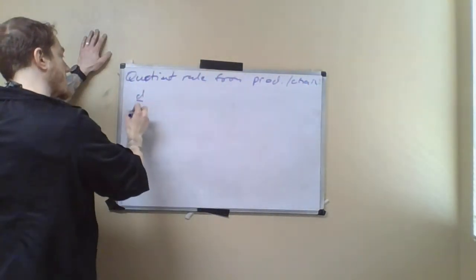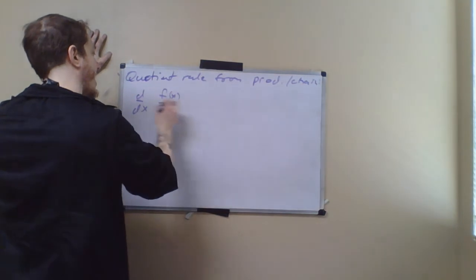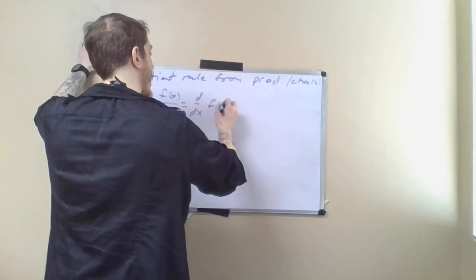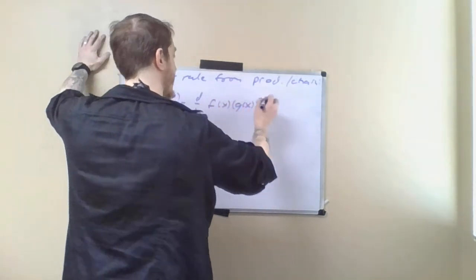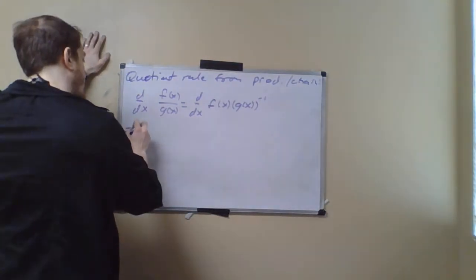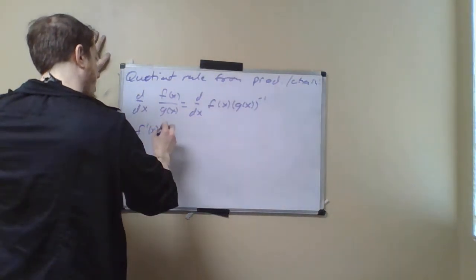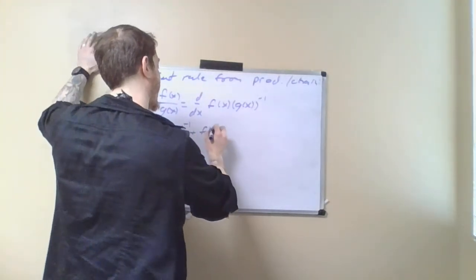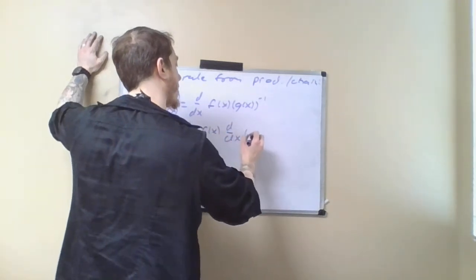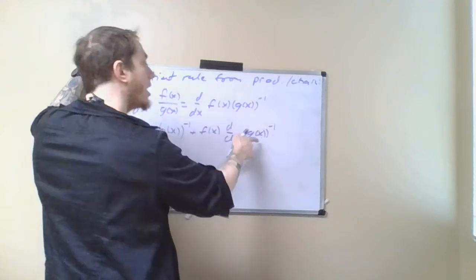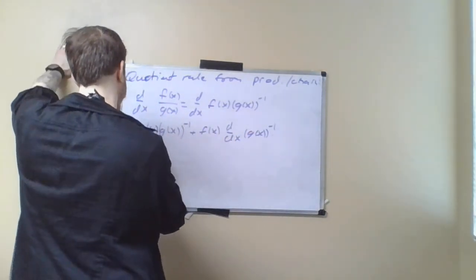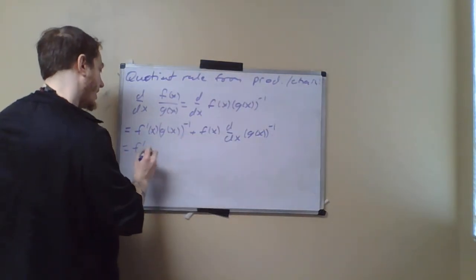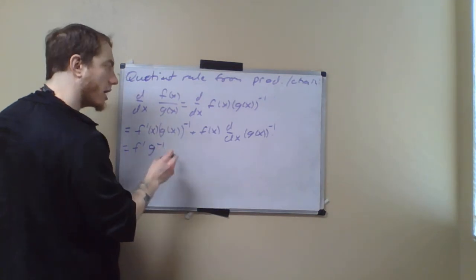If I want to take the derivative of f of x divided by g of x, this is actually the derivative of f of x times g of x to the minus 1. This is going to be f prime times g of x to the minus 1 plus f of x times the derivative of g of x to the minus 1. But from the generalized power rule, this is going to be f prime g to the minus 1.